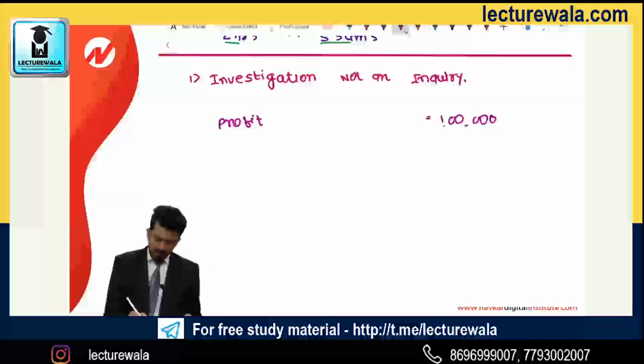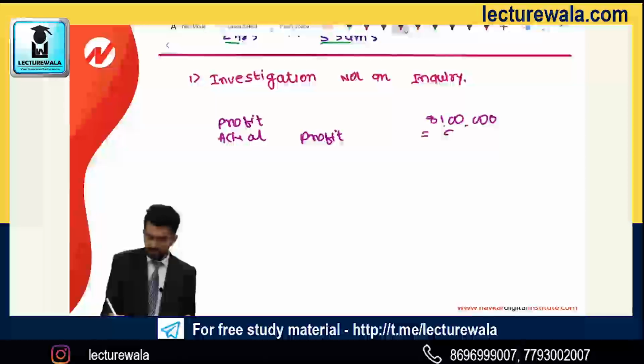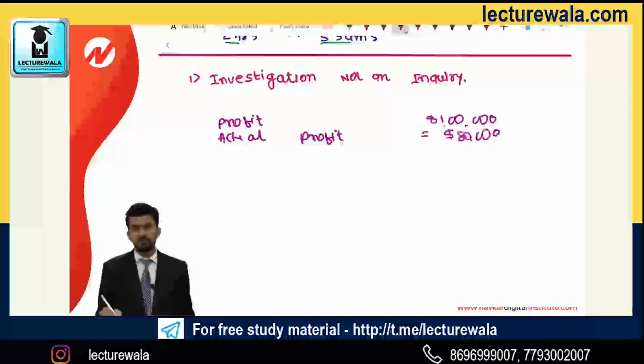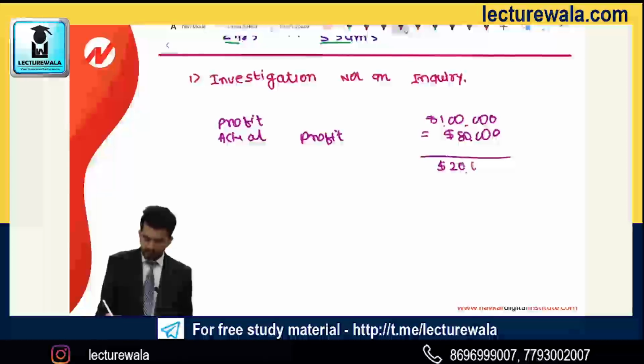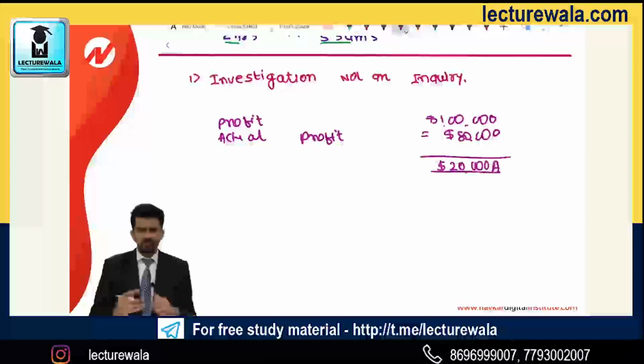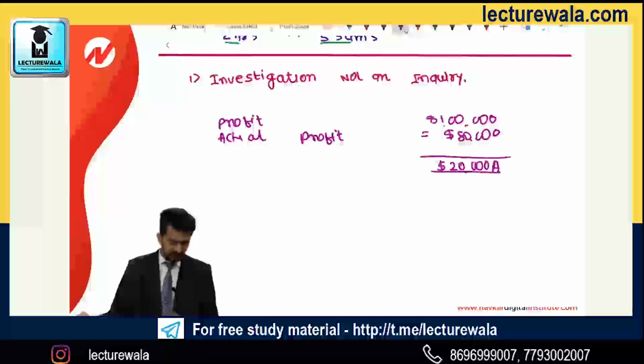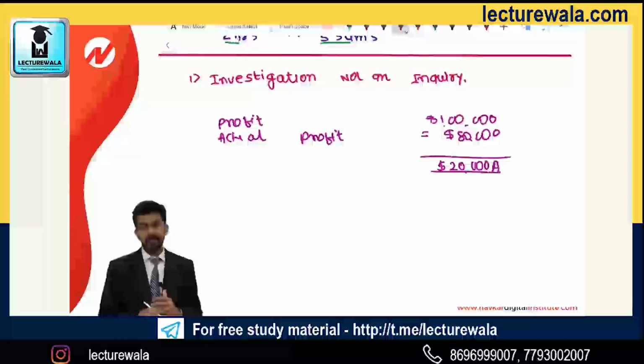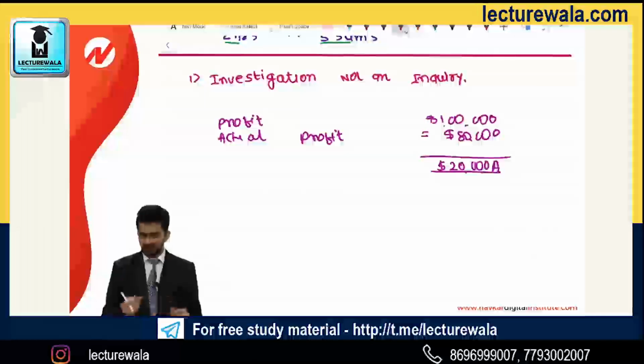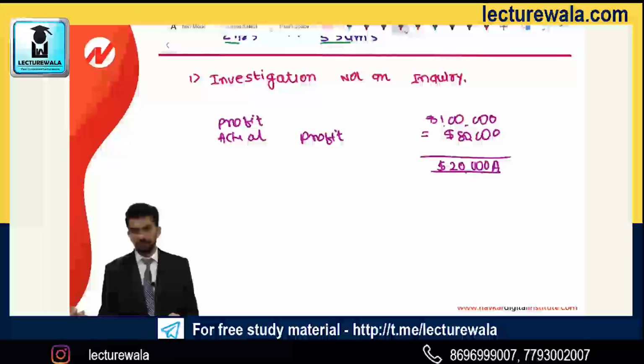But actual profit happened to be only $80,000. So my profit is $20,000 less. A stands for adverse variance. Of course you are aware about this. F stands for favorable and A stands for adverse variances. Adverse, not favorable, right? So my profit is 20,000 less than what it should have been.